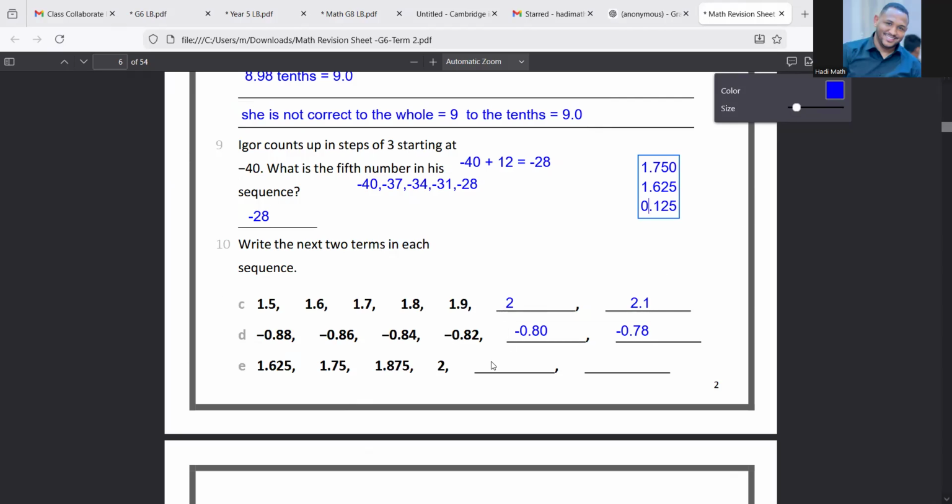So here the next one is going to be what? It's going to be 2.125. The next one after is going to be what? 2.25.